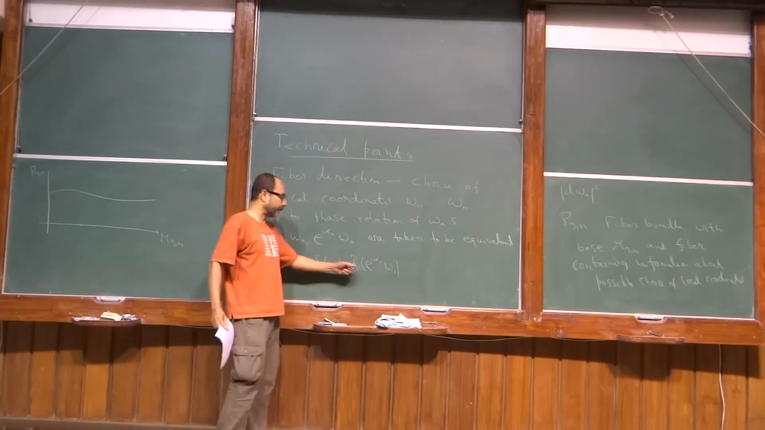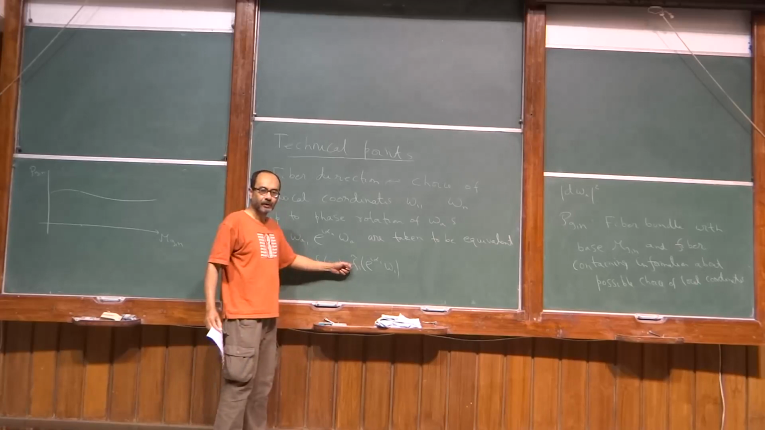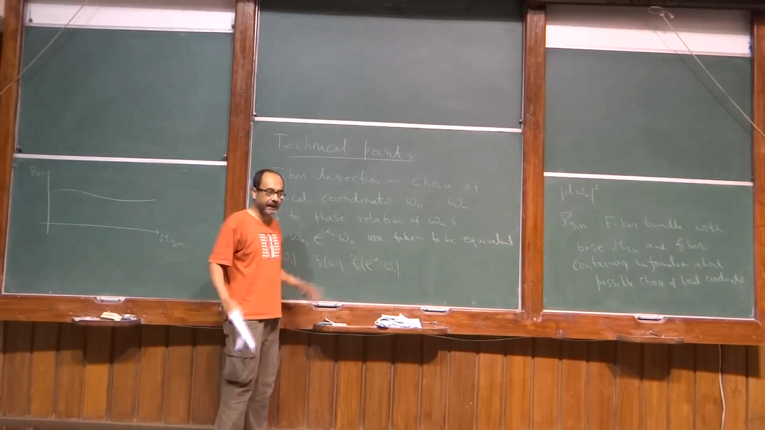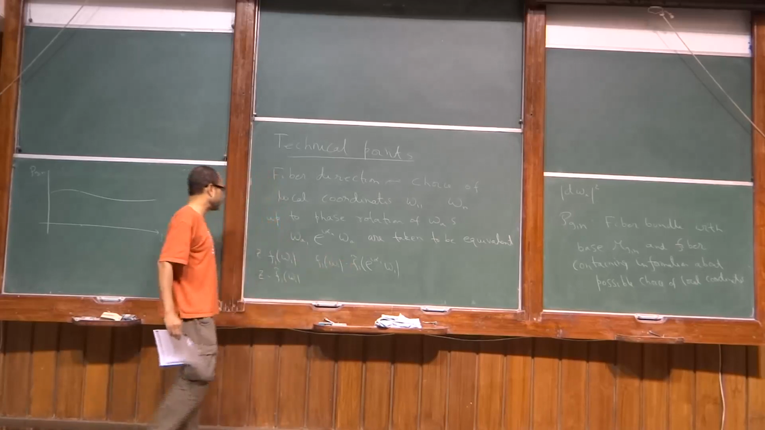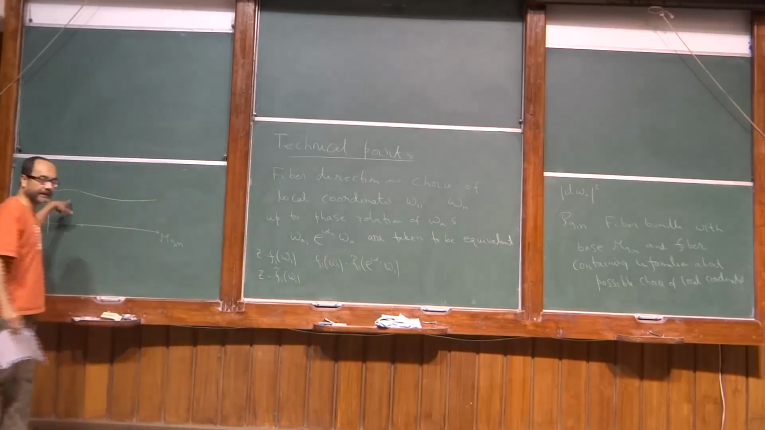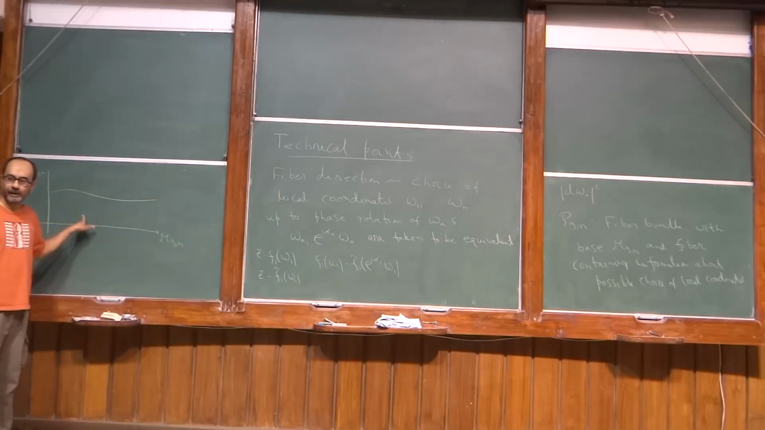Then we don't think of f1 and f1 tilde as different functions. We think of them as the same function, the same choice of local coordinates. We don't represent them as different points on the fiber direction. We represent them as the same point on the fiber direction.